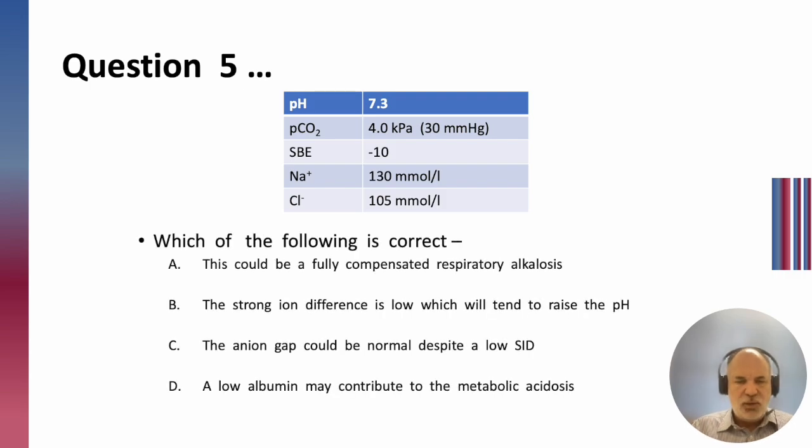And the question is, which of the following is correct? This could be a fully compensated respiratory alkalosis. The strong ion difference is low, which will tend to raise the pH. The anion gap could be normal, despite a low strong ion difference. A low albumin may contribute to a metabolic acidosis.